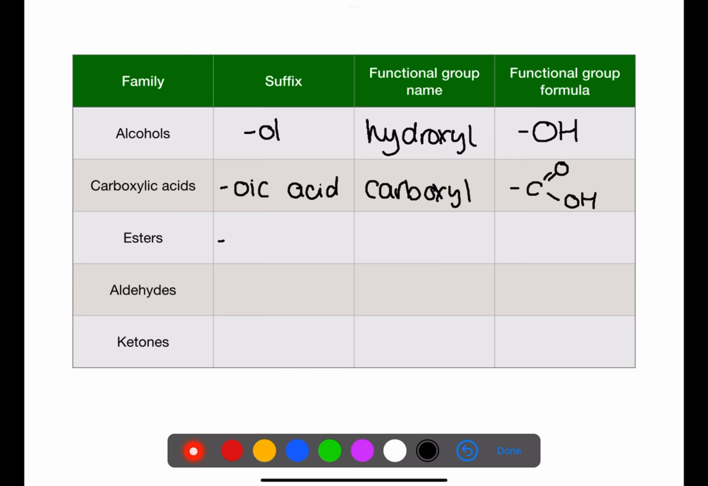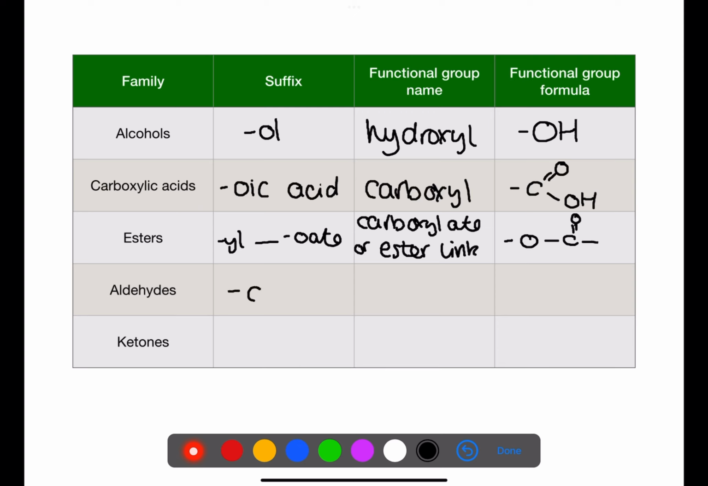Esters are a family of compounds made by reacting alcohols and carboxylic acids. They have the suffix -yl for the part from the alcohol and -oate for the part from the carboxylic acid. The functional group is called the carboxylate or ester link. The functional group formula shows the O joined to a C double bond O.